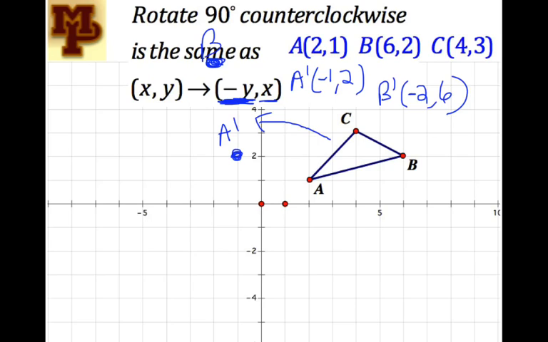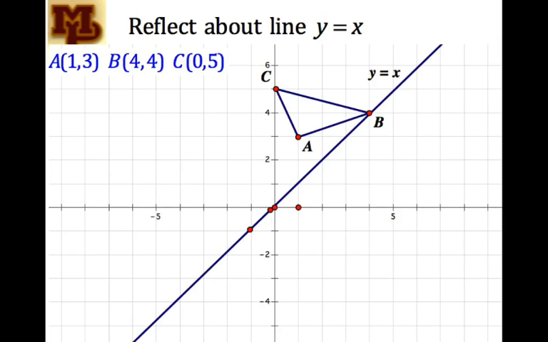So that's B prime. And then C prime is negative 3, positive 4. 1, 2, 3, 1, 2, 3, 4. So C prime. Okay, so counterclockwise, 90 degrees, rotated. Alright, reflected about a line y equals x.